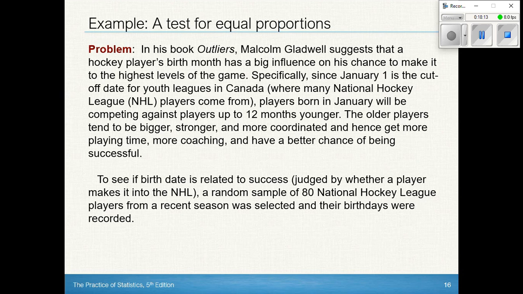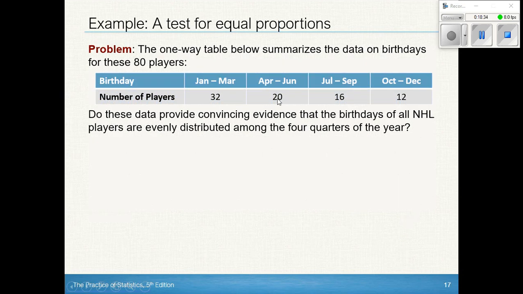Older players tend to be stronger, bigger, more coordinated, and maybe therefore have a better chance of being successful. So he wanted to see if there was a connection between birth date and success. So we took a random sample of 80 National Hockey League players and wrote their birthdays down. We divided the year into 4 sections or 4 quarters, and here's where the 80 hockey players fell. Now you notice there's a lot more hockey players born in January through March than there are in October through December, but is that a fluke? Or is this convincing evidence that the birthdays are not evenly distributed among the 4 quarters of the year?